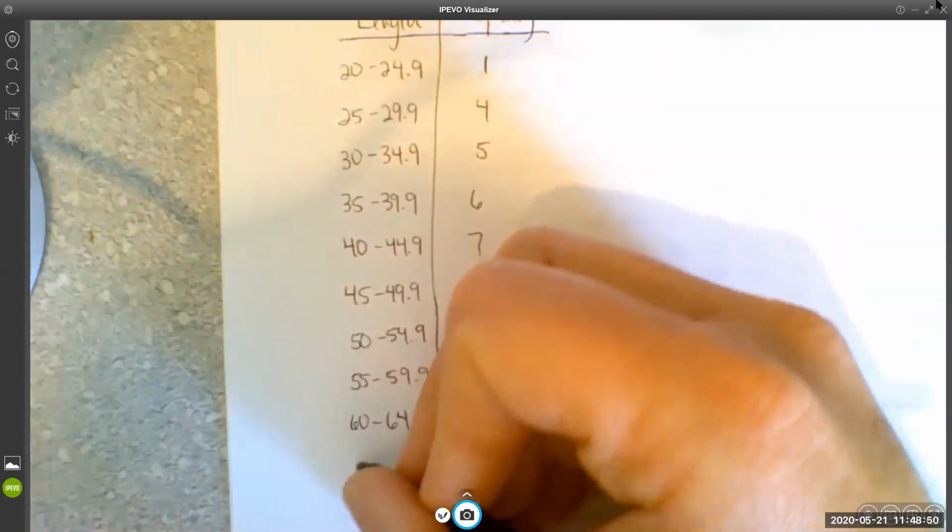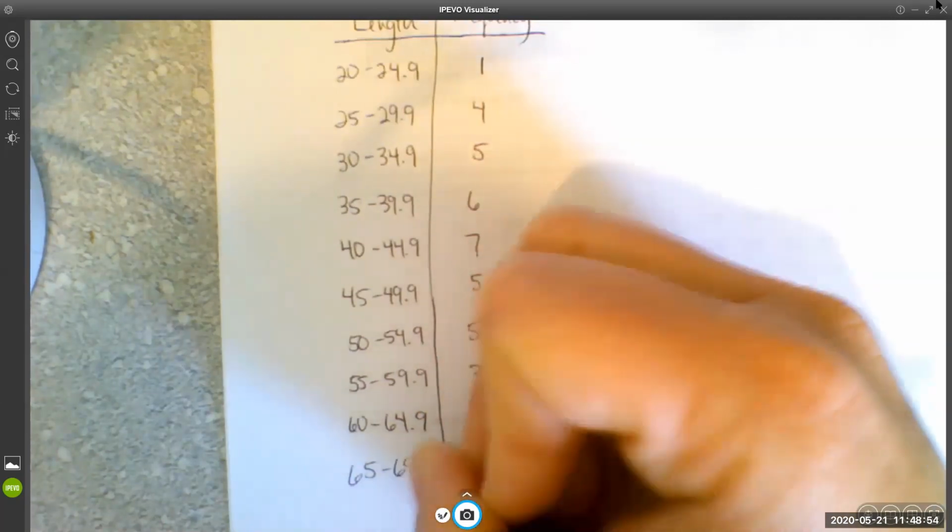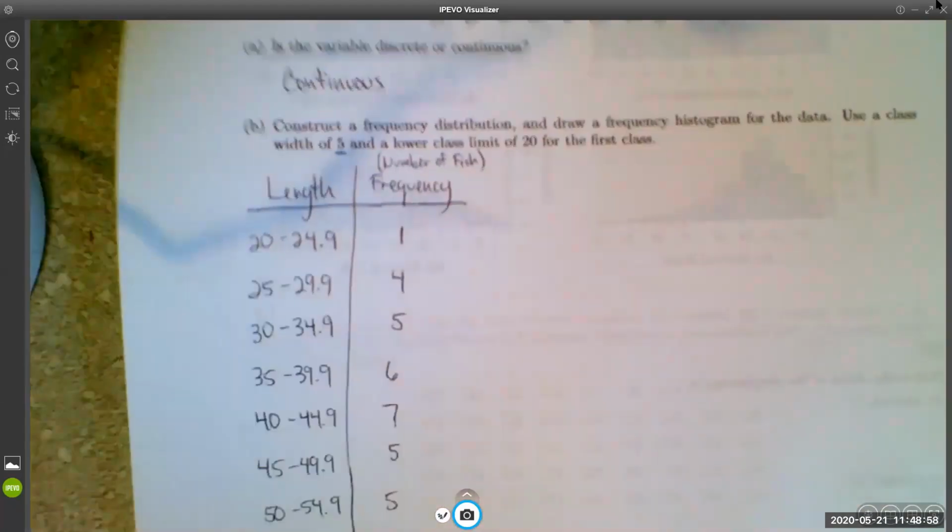And I need to add one more class because I noticed a 68 in there. And I think that takes care of all 40. Let me check my work real quick. Yep, that's all of them. Okay, so there's my frequency distribution.